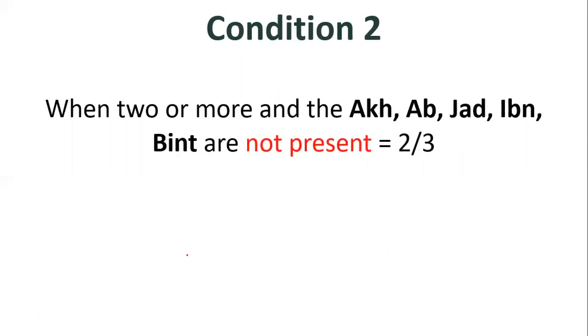Condition number 2 is very similar to condition number 1. The only difference being when 2 or more. So when 2 or more and the akh, abjad ibn, bint are not present, then the ukht or akhawat will receive 2/3 of the inheritance.